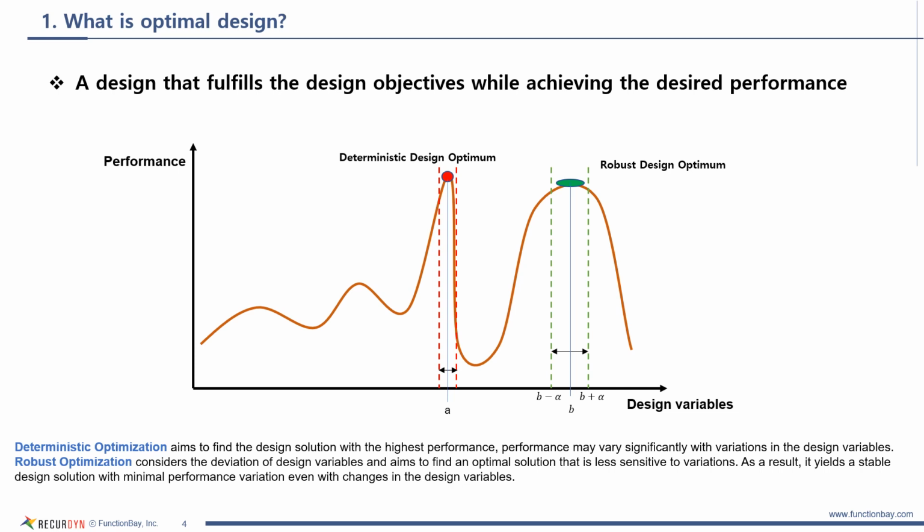In reality, it is impossible to manufacture a design with exact dimensions without any errors. Therefore, designs are usually created with some tolerance in mind. Robust optimization aims to find the optimal point considering the tolerance of design variables. If you desire a stable design despite manufacturing tolerance, it is preferable to find point B in the diagram here. Thus, it is important to determine which optimization approach is the most suitable for a given problem.